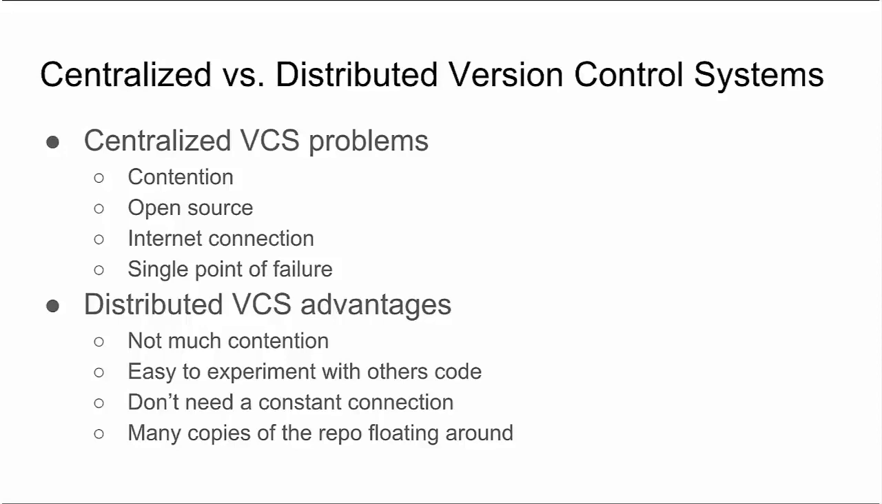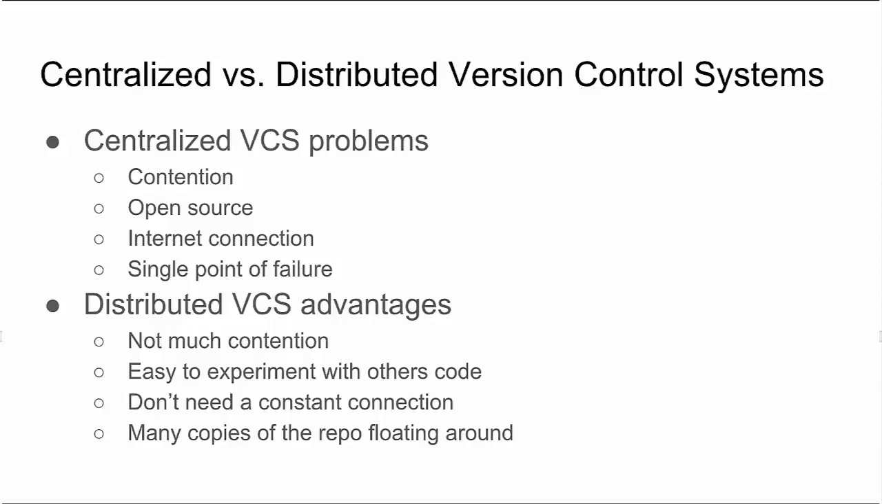And many redundant copies of the whole repository are floating around. Although this may sound bad from a disk space perspective, I say who cares? Disk space is cheap. It's great from a backup perspective. So there was a version control system war, and distributed version control systems won.